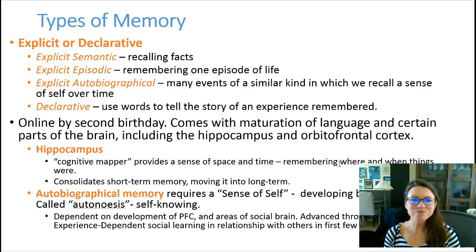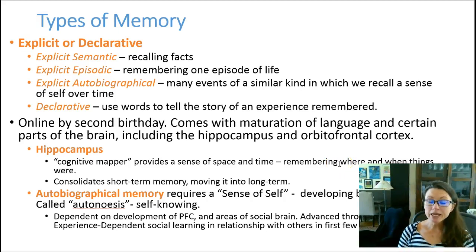All right, here we go. So we're going to talk about types of memory. There are two we're going to talk about, explicit and implicit. I'm going to start here with explicit, or declarative. Sometimes you might see it in different places, but it's basically the same kind of thing.